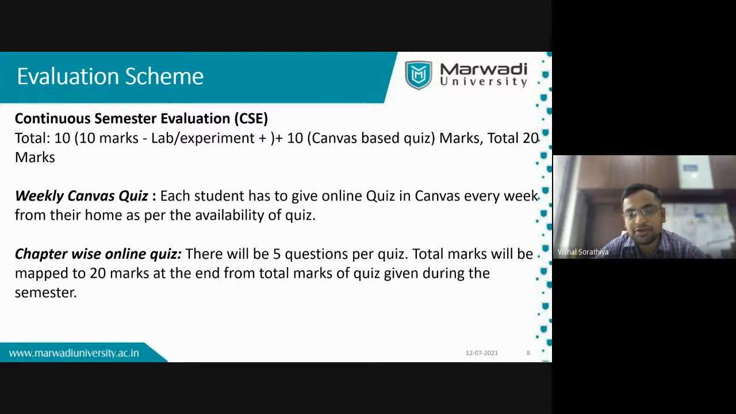So we have 9 chapters, so we are going to conduct a chapter-wise quiz. You need to give the quiz on Canvas, and according to the marks you have got, you will get a score out of 10. So 8 quizzes are there, and whatever the marks are, finally they get mapped to the 10 marks, and whatever laboratory task you have done is going to be converted into another 10 marks.